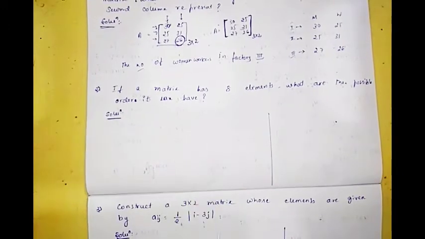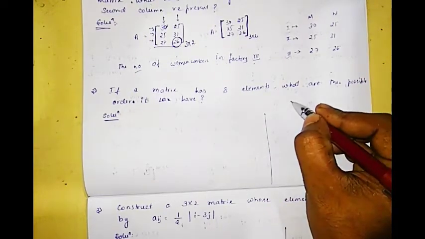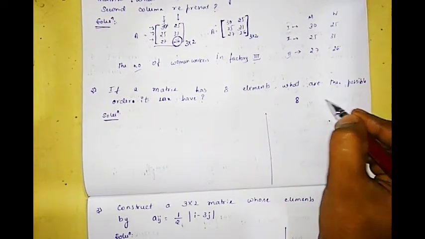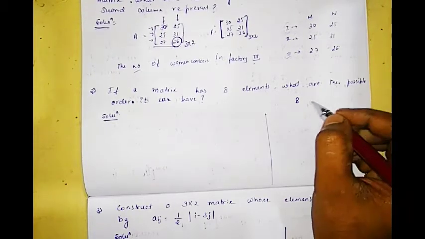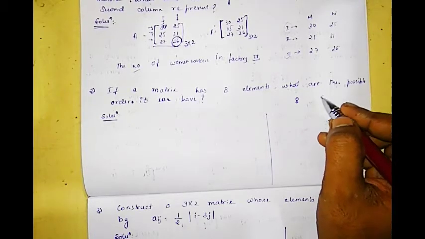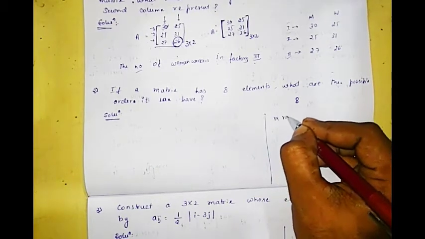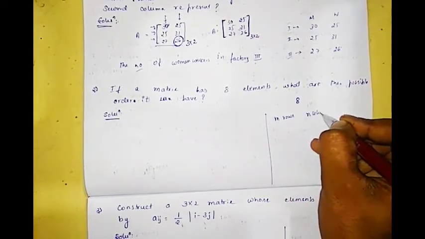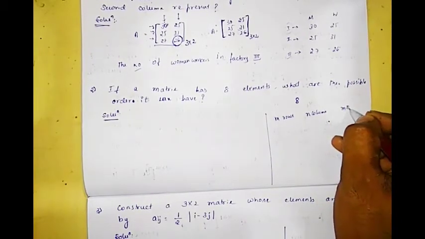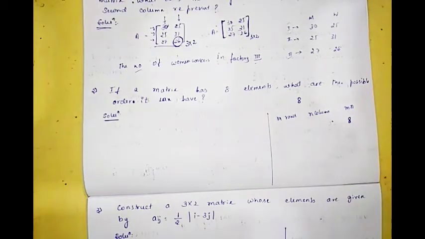The second problem: if a matrix has 8 elements, what are the possible orders it can have? It's quite an interesting question. A matrix has 8 elements, so in what all forms can we write that matrix? What are the possible orders it can have? We already know if a matrix has m rows and n columns, then the number of elements is m into n.